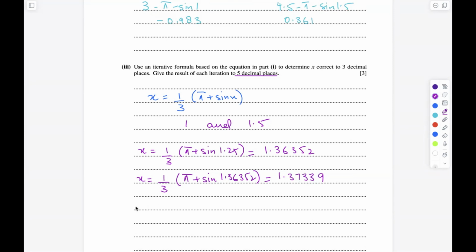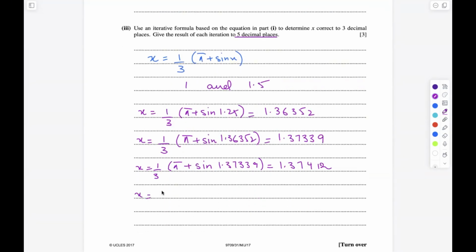1.37339. Now substituting x equals 1.37339, we'll get 1 upon 3 into pi plus sine of 1.37339, and we'll get 1.37412. And then substituting x equals 1.37412, we'll get 1.37410. And when we substitute 1.37410, we'll still get the same answer. So the final answer, as we have to give it to 3 decimal places, will become 1.374.